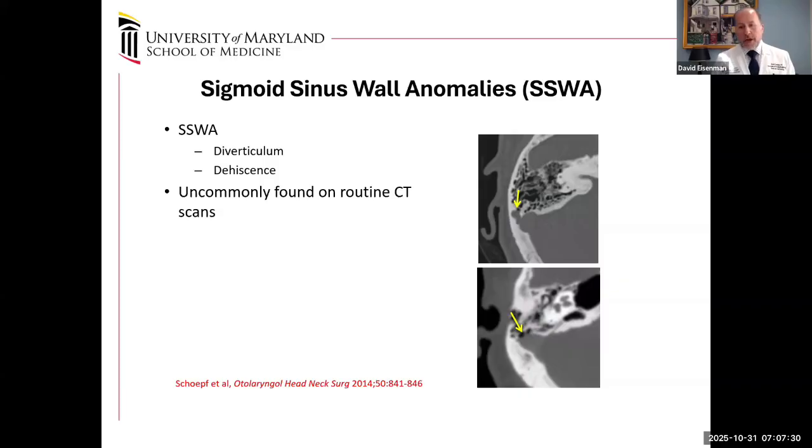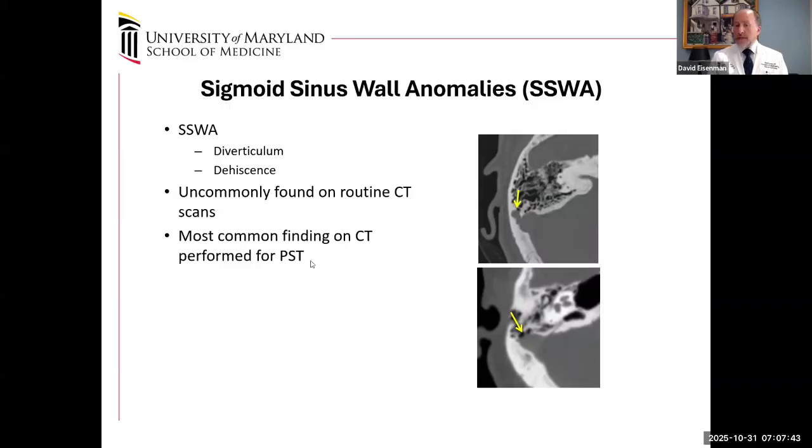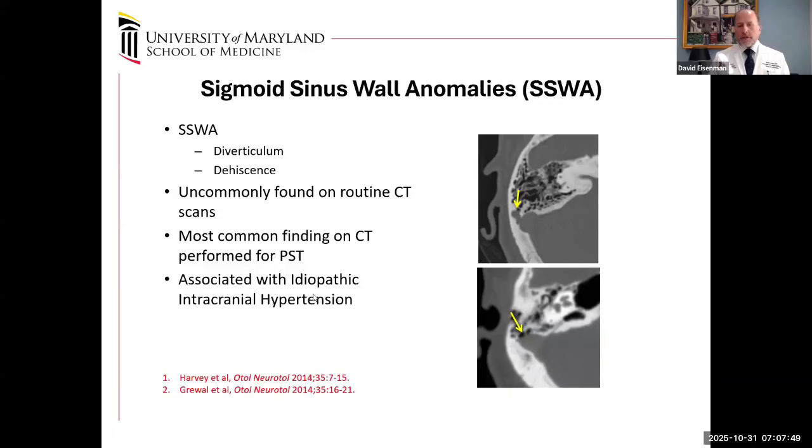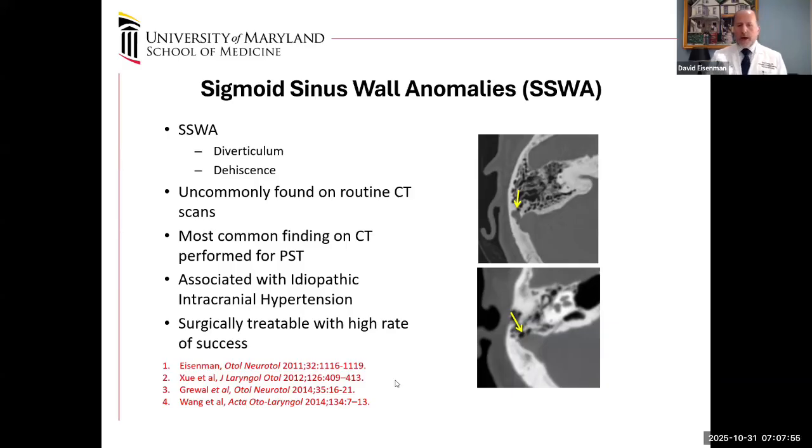There were studies that have shown they are very uncommonly found on routine CT scans. People did retrospective studies, looked at a few hundred CTs done for other things. Very uncommon to see these. And then if there were CT scans done for pulsatile tinnitus, they were the most common findings seen on many of those. They're strongly associated with IIH or signs of IIH, which we will talk about. And they're surgically treatable with a high rate of success. Early on, that was even. There are many larger studies even now.